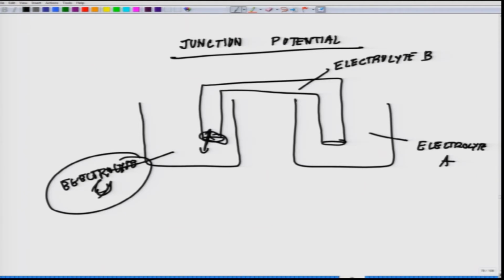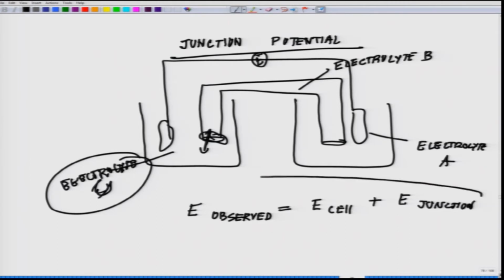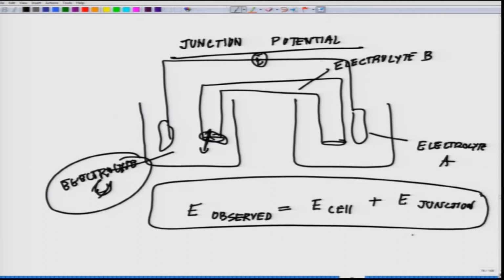Okay. So, E observed is equal to, whatever you have the two electrodes, you have the E which you are measuring here. E observed is equal to E cell plus E junction. So, you will always have a junction potential, because the junction potential is usually unknown and E cell is slightly uncertain.